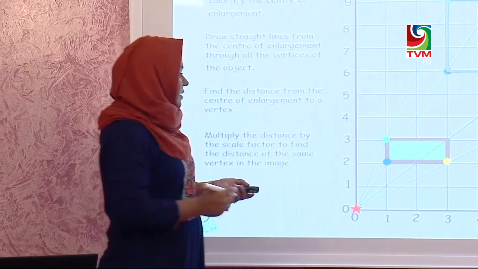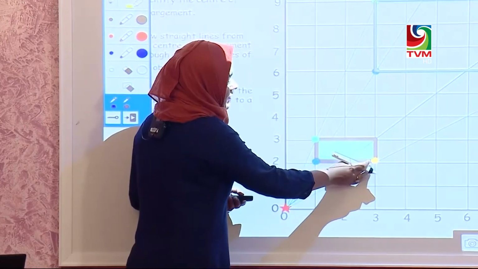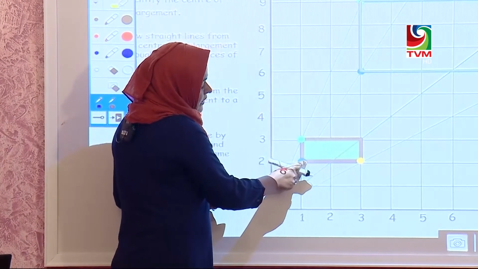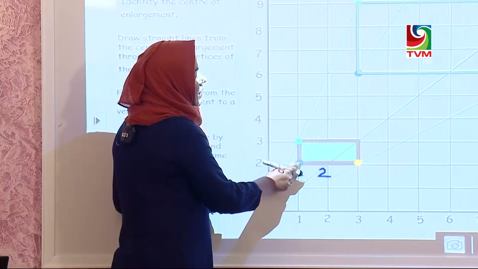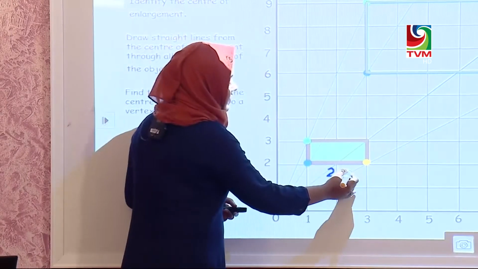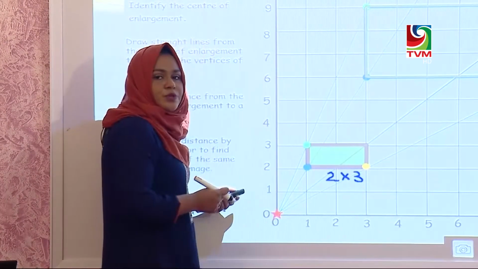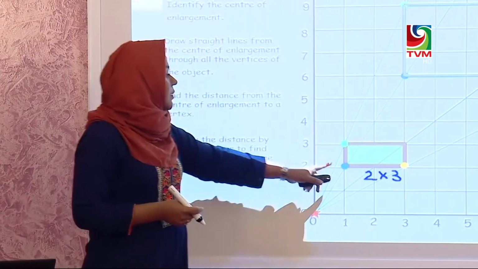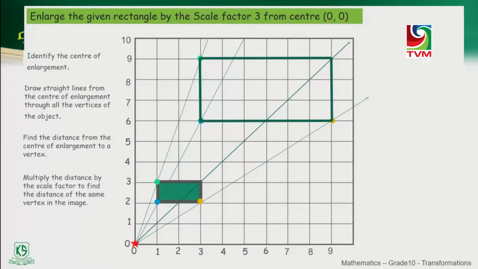To check if it is correct, take one side of the shape. I'm going to take the length of the rectangle here. The length of the rectangle has 2 squares. So if we are enlarging this side by scale factor 3, it has to be 3 times bigger. So multiply this value by 3. Now 2 times 3 is 6. So the same side on the enlargement must have 6 squares in it. As you can see in your enlargement length, we have 6 squares.